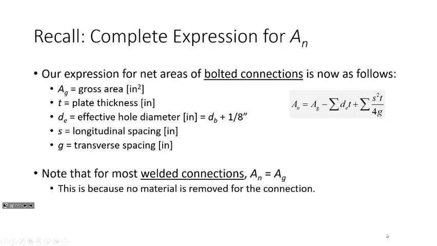And then we add stagger factors. S is our longitudinal spacing, G is our transverse spacing for any diagonal bolt paths. And that's for bolted connections. For most welded connections, the net area and the gross area are the same thing, because you're not removing any material from the connection. Any questions on net area or stagger factors or anything like that?